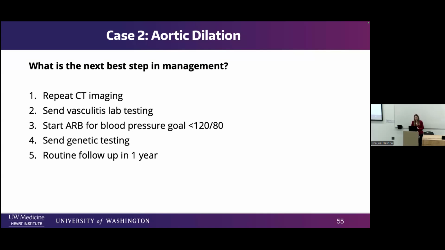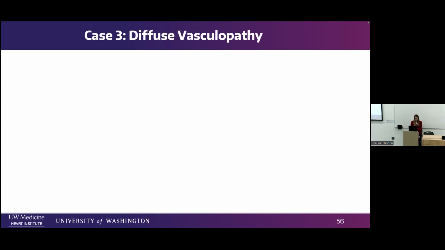So first, it looks like 20% favor just repeat CT imaging, 20% wanted to send vasculitis lab testing, 40% wanted to start an ARB and really reduce that blood pressure to less than 120/80, and 20% want to send genetic testing. I don't know if there's a right answer for this one, but we'll go through the patient case.